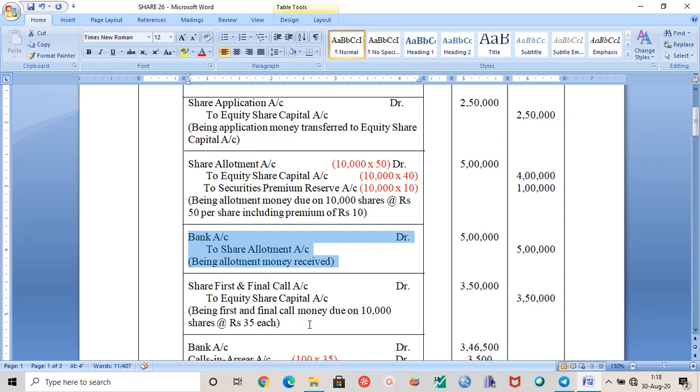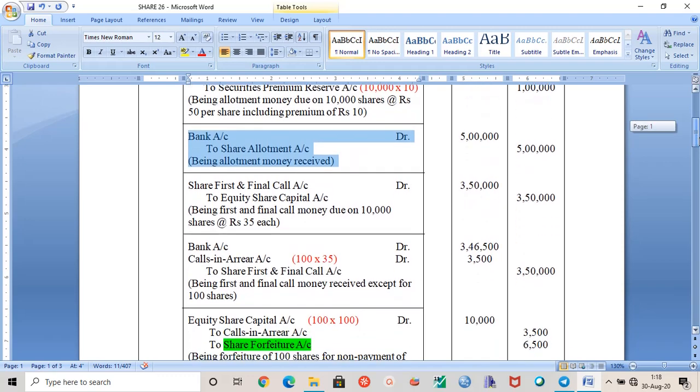Here, the share first and final call money has been due. When this money was due, at the time of payment, 100 shares failed to make the payment. So 3,500 is appearing as your call arrears. After that, we have to pass the entry for forfeiture. 100 shares failed to make the payment and rupees 100 has been called up. Call arrears is 3,500. So 10,000 minus 3,500, 6,500 is the amount for share forfeiture. And remember this represents 100 shares.